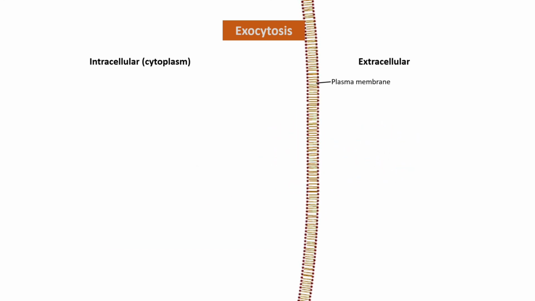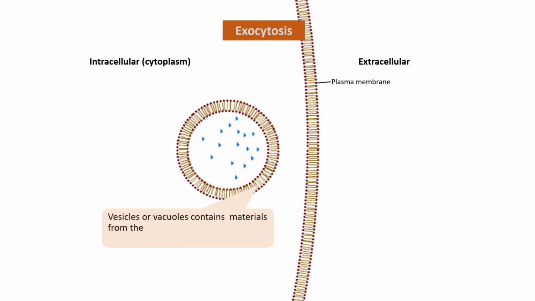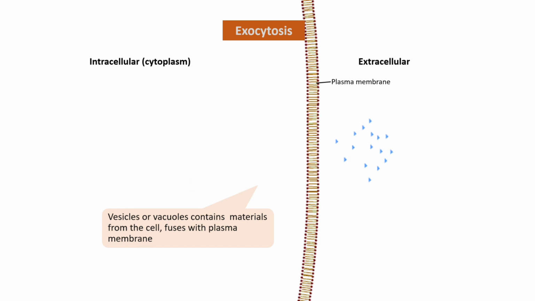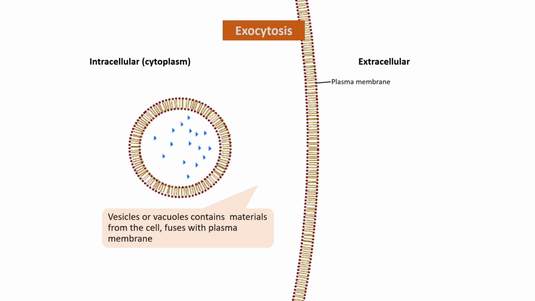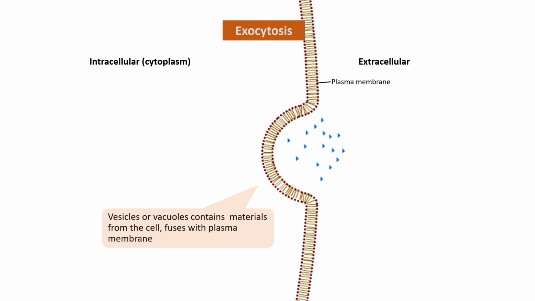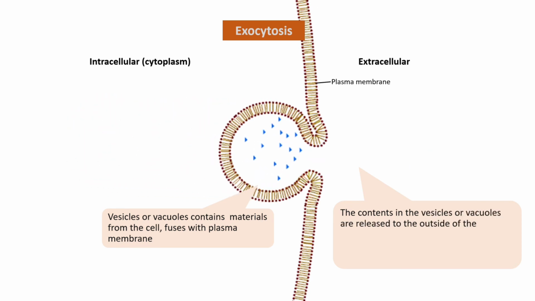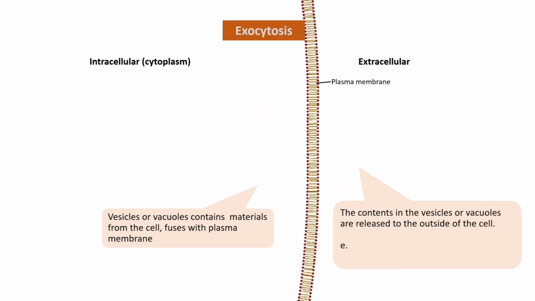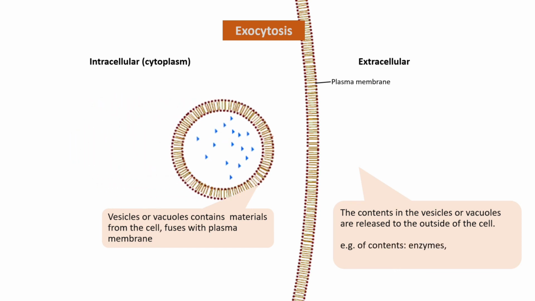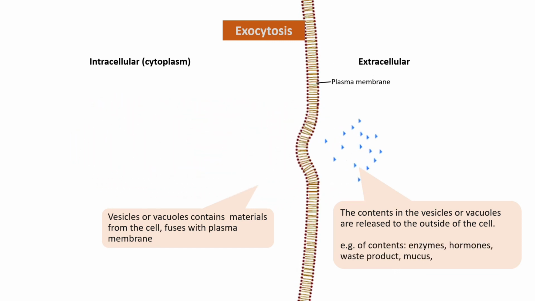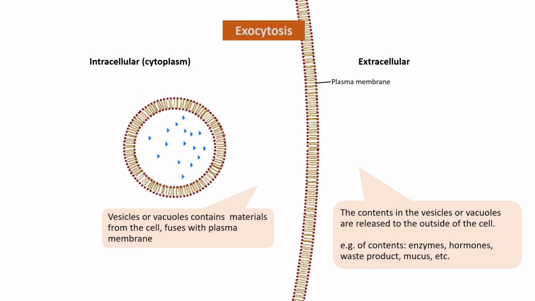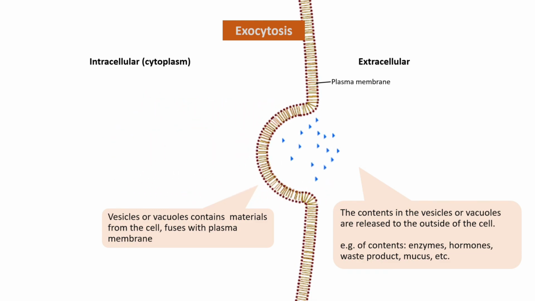In exocytosis, vesicles or vacuoles containing materials from the cell fuse with the plasma membrane, and then the contents in the vesicles or vacuoles are released to the outside of the cell. Examples of contents in the vesicles or vacuoles are enzymes, hormones, waste products, mucus, etc.